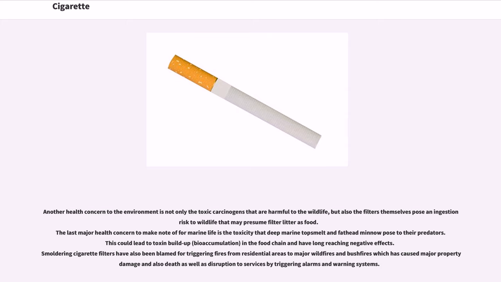The last major health concern to make note of for marine life is the toxicity that marine topsmelt and fathead minnow pose to their predators. This could lead to toxin buildup in the food chain and have long-reaching negative effects. Smoldering cigarette filters have also been blamed for triggering fires from residential areas to major wildfires and bushfires, which has caused major property damage and also death, as well as disruption to services by triggering alarms and warning systems.